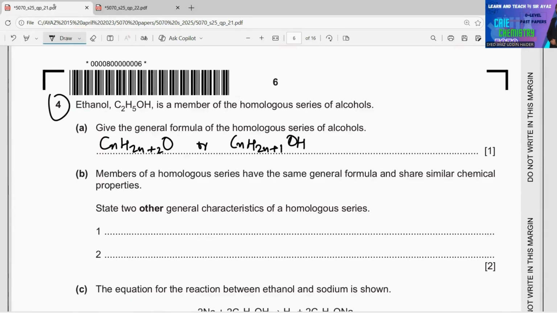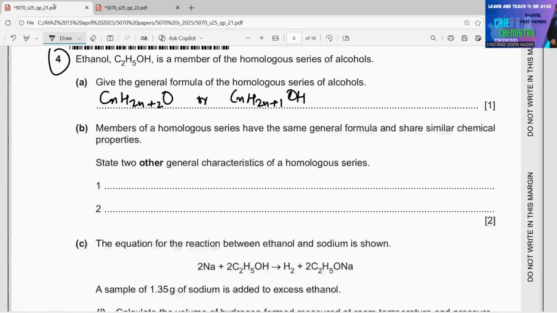B. Members of the homologous series have the same general formula and share similar chemical properties. State 2 other general characteristics of homologous series. You can write any 2 from these. Any 2. So you can either write same functional group, or show a trend in physical properties.